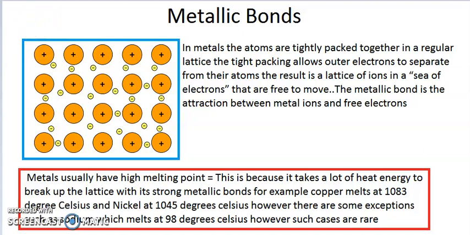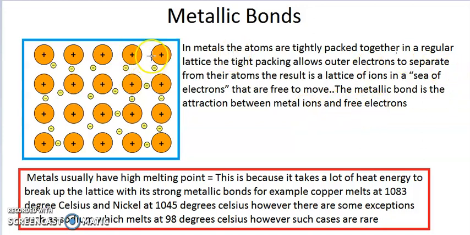Now as you can see, this is the basic structure of a metallic bond, and here's the basic definition. In metals, the atoms are tightly packed together in a regular lattice. The tight packing allows outer electrons to separate from their atoms. The result is a lattice of ions in a sea of electrons. This is very important: a sea of electrons that are free to move. The metallic bond is the attraction between metal ions and free electrons.